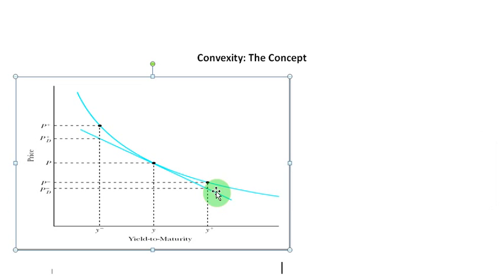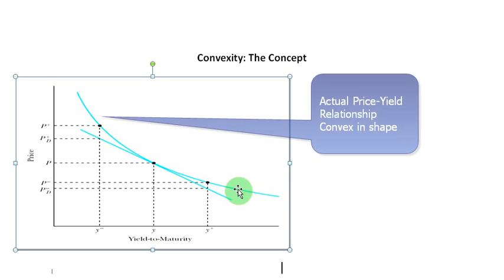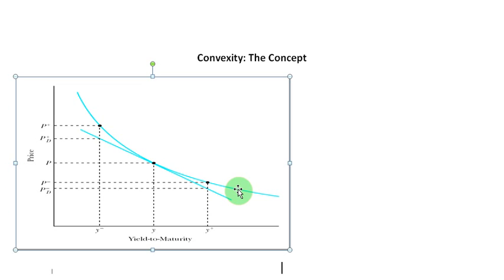Now let us focus our attention to the curved line here, which is convex in shape. Now this is the actual plot of the percentage price change in response to a change in the yield. And at once we can see that in reality we may not have a linear relationship between the bond price and yield as indicated by the duration rule. So in reality this relationship is convex. That is why you have this curved line.